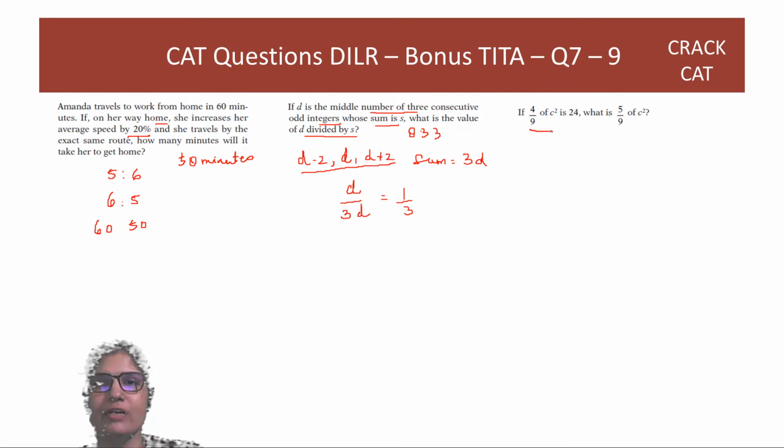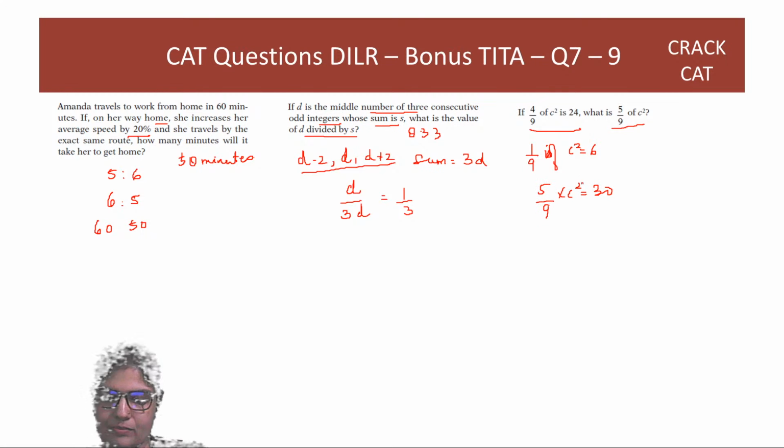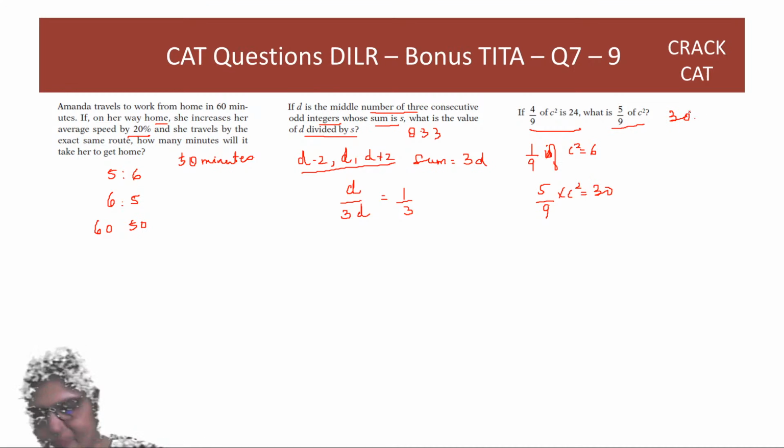If 4 by 9 of c square is 24, what is 5 by 9 of c square? So 4 by 9 of c square is 24. That means 1 by 9 is 6. And 5 by 9 will hence be 30. Right? So answer here is 30.